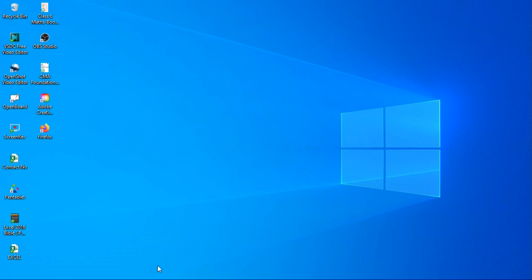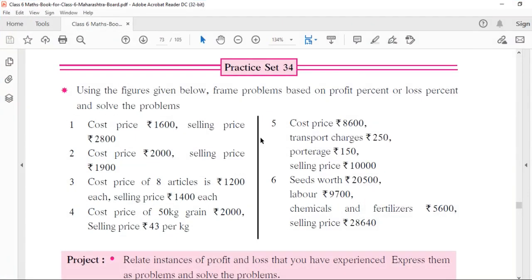So let us start with the last exercise of chapter profit or loss. We have covered exercise 33 in our previous video lecture, and today we will be starting with practice set number 34. What is given in the question is: using the figure given below, frame problems based on profit percent or loss percent and solve the problem. So we have to frame problems based on profit percent or loss percent, and we have to solve that problem. So let us start with first sum.